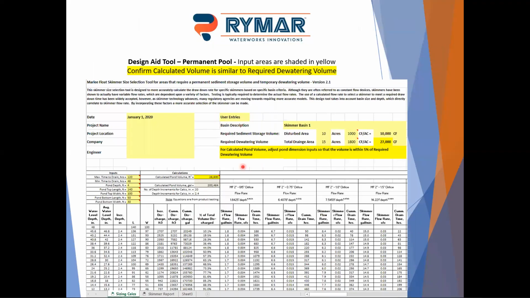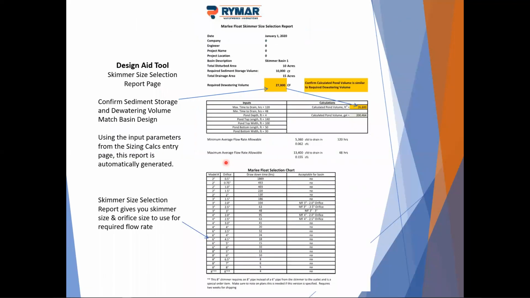We have a very similar tool that works when you have a permanent pool. The only difference in these tools is that you've got a line up here for your sediment storage volume, and then a line for your required dewatering volume. The rest of the tool works basically the same, and the chart works the same too. So based on the calculated pond volume and the time frame you set, it'll tell you which skimmers are appropriate to use for that site.